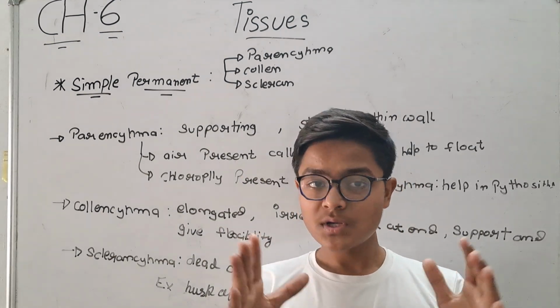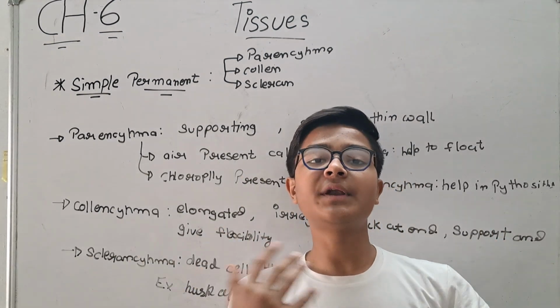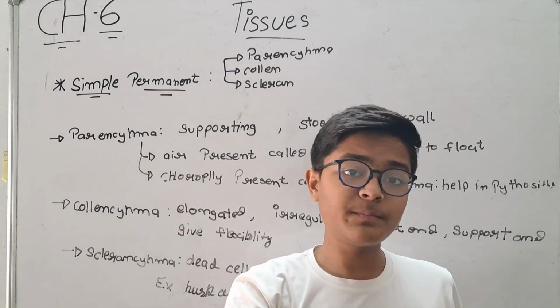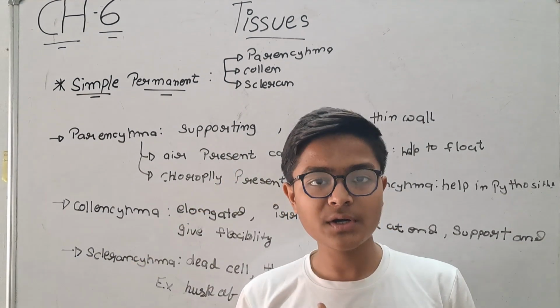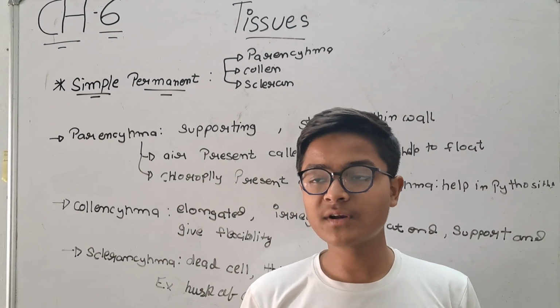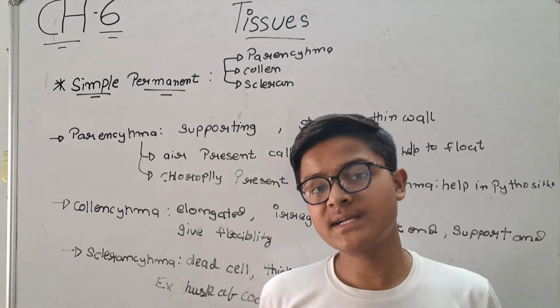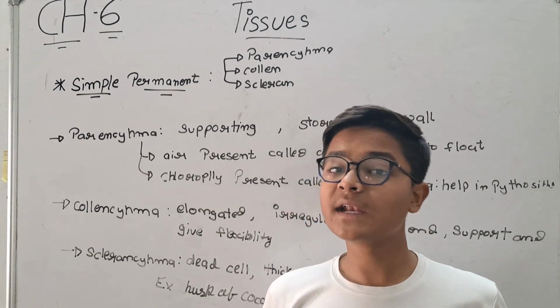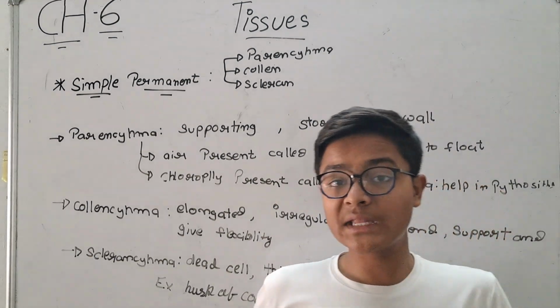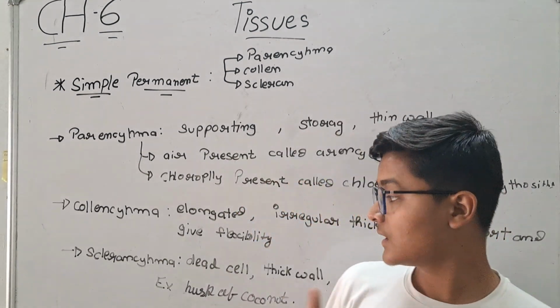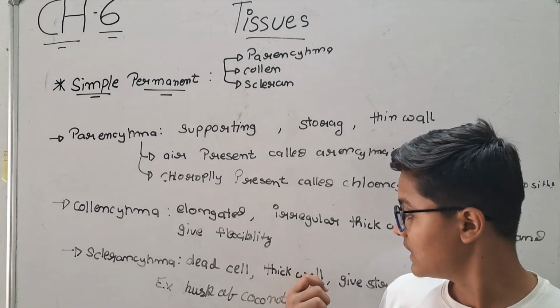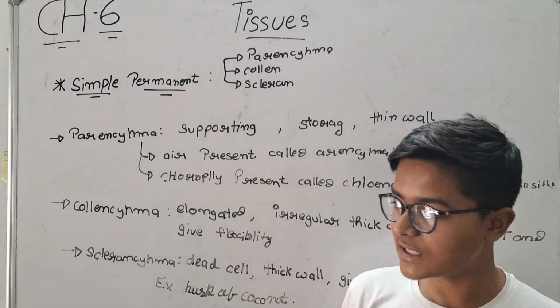Or the brown part of a tree. If we punch it, we hurt our hand. It hurts our hand because there is sclerenchyma present at its outer surface. It gives hardness, mechanical support and strength. Their cells are dead and their walls are thick.